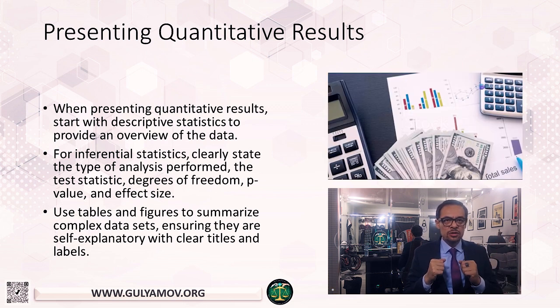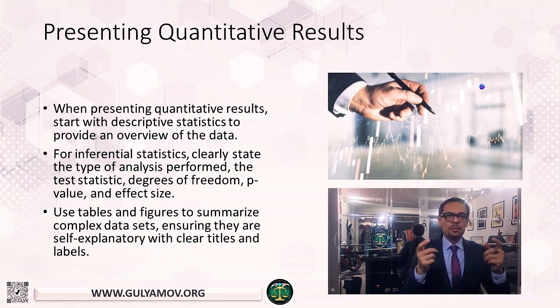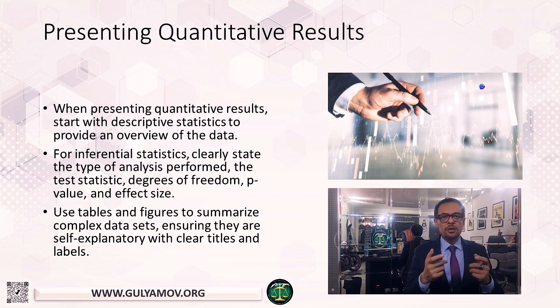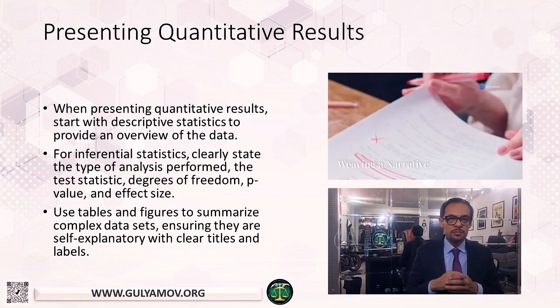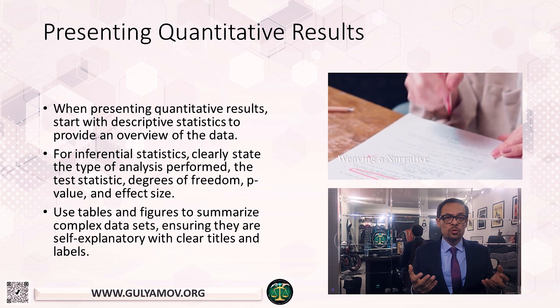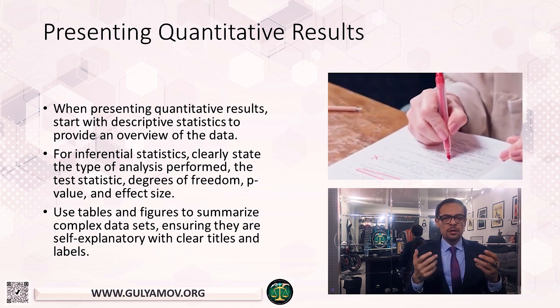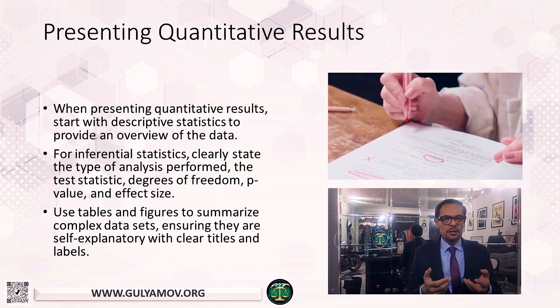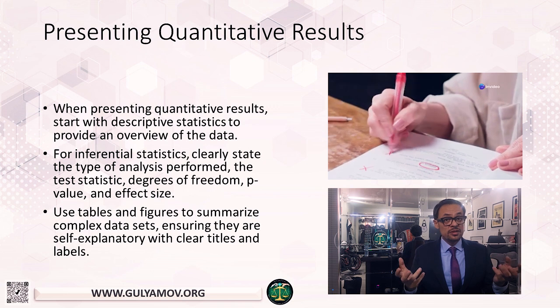In addition to these basics, consider providing context for your statistical findings. For example, if you're reporting on a legal trend over time, you might compare your results to broader societal changes or legal developments during the same period. This contextualization can help readers understand the significance of your findings.